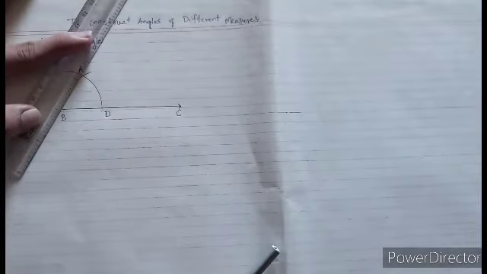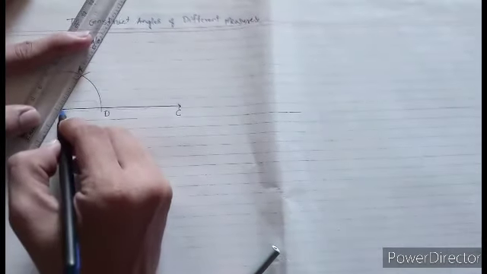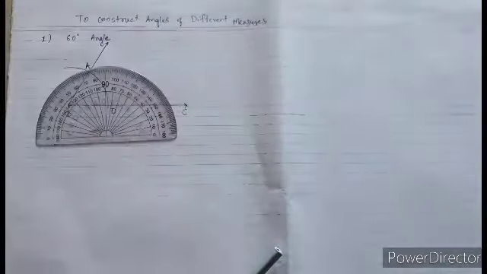Now we have to pass a ray through points B and A. This ray will be ray BA. So this way we get an angle ABC. This angle ABC is the angle with measure 60 degree.